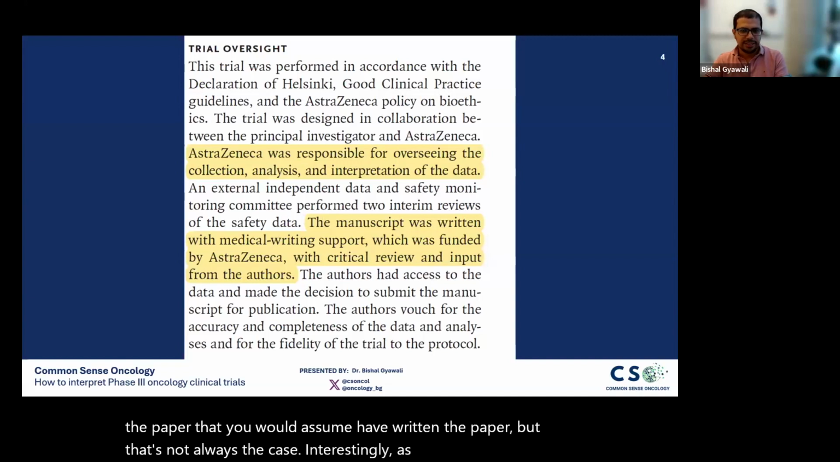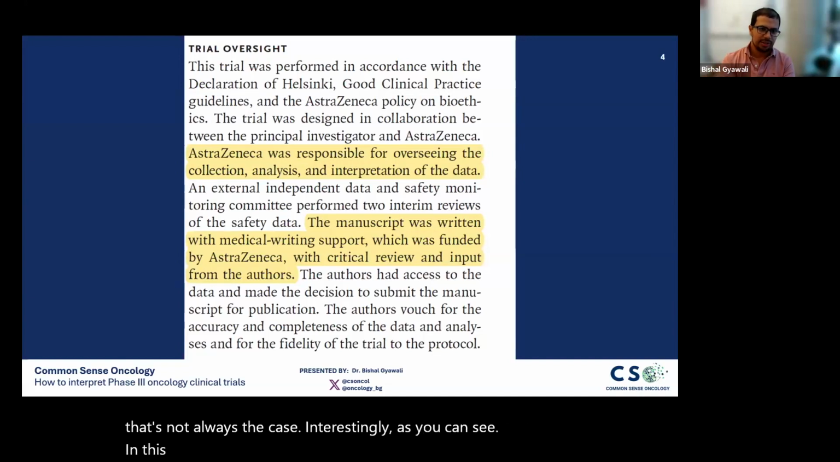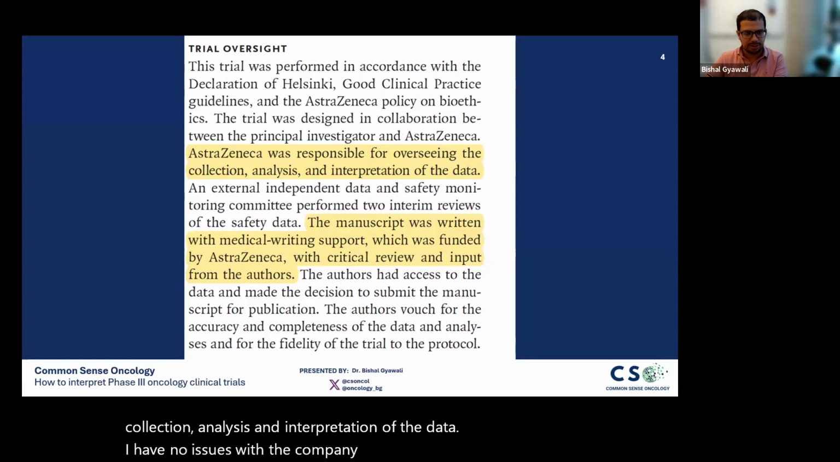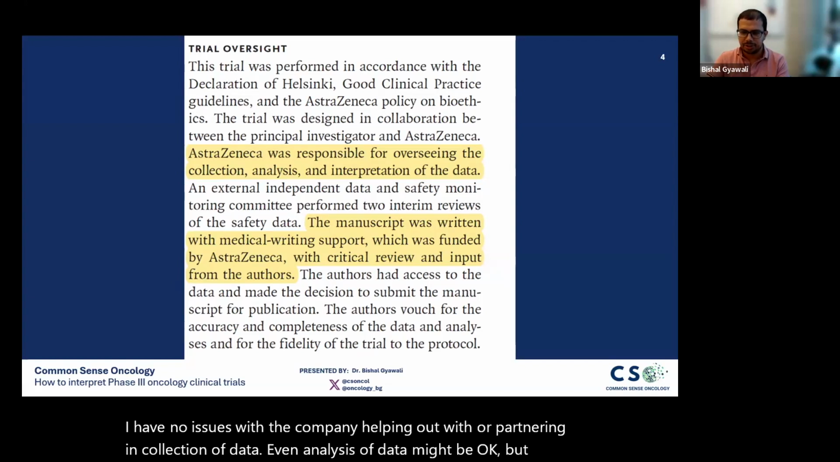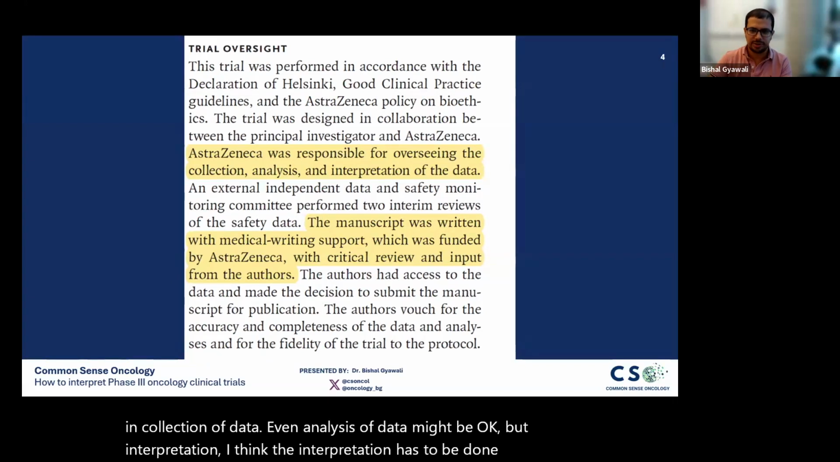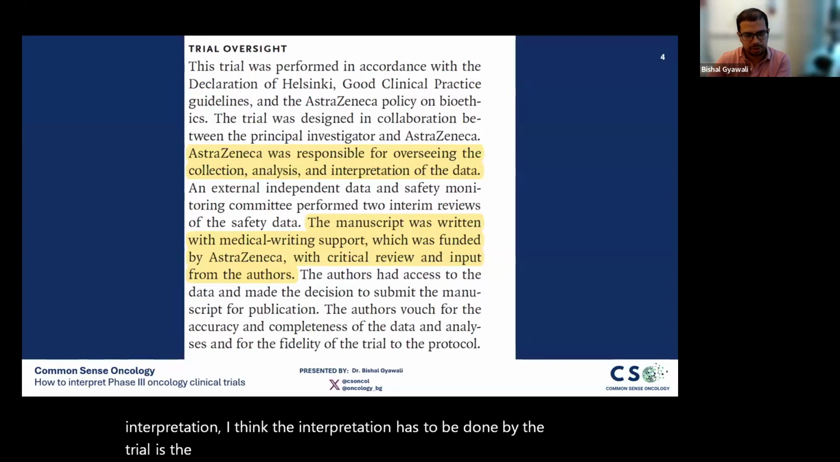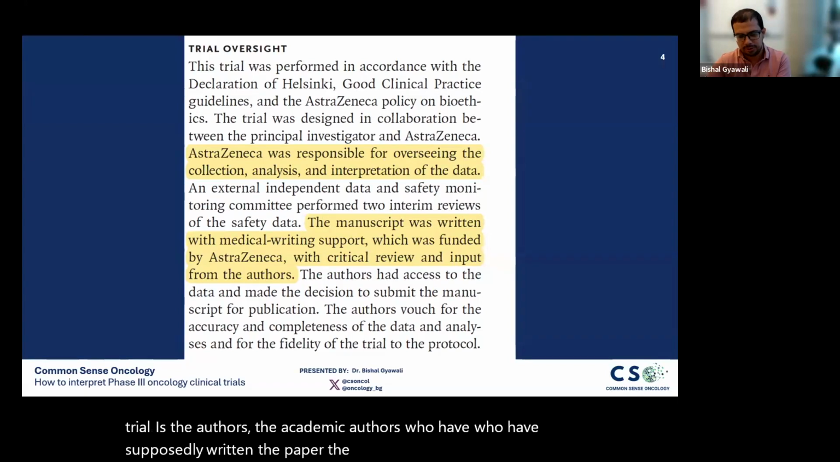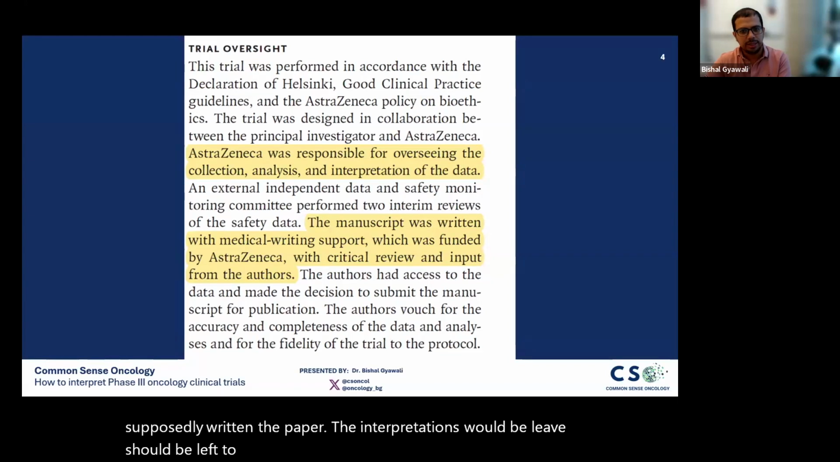As you can see, in this particular paper, it says the company was responsible for collection, analysis, and interpretation of the data. I have no issues with the company helping out with or partnering in collection of data. Even analysis of data might be okay, but I think the interpretation has to be done by the trialists or the academic authors who have supposedly written the paper. The interpretation should be left to them. But now, this is very common. This is not a rare example.